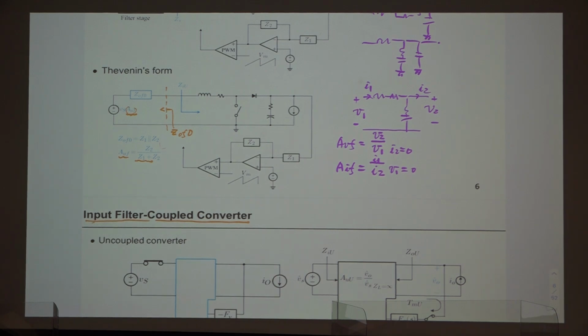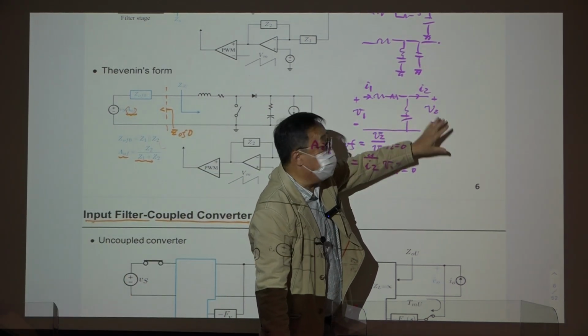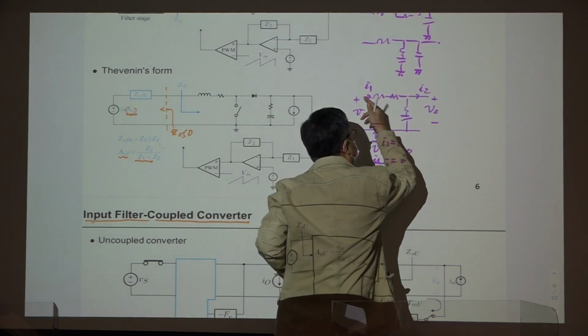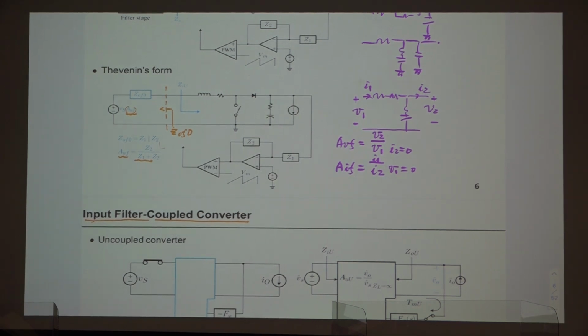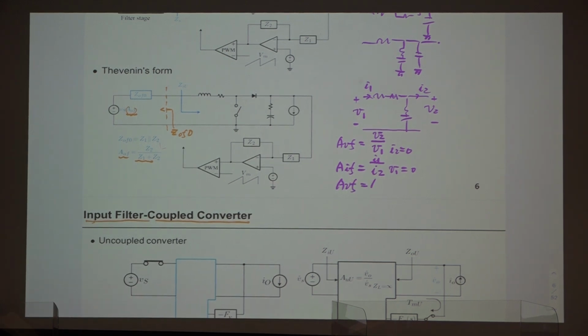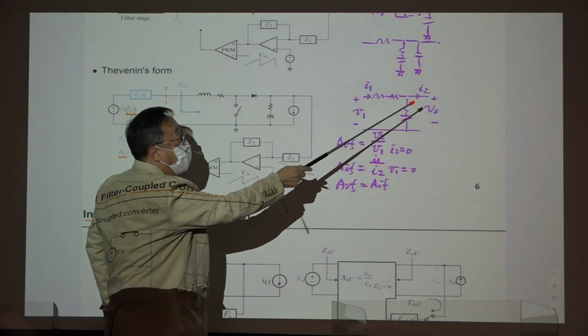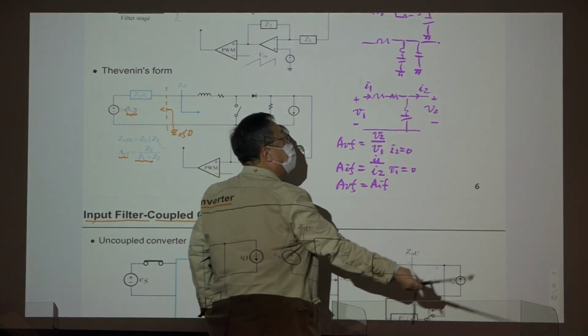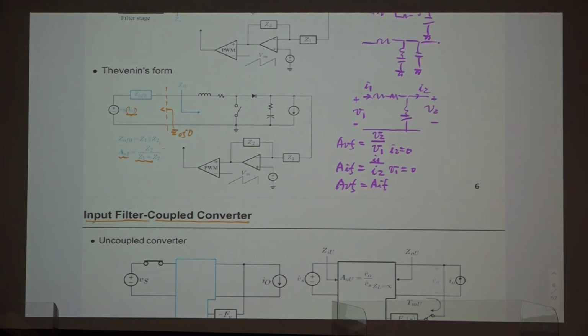So when evaluating attenuation from this voltage to this voltage, output port should be open. When evaluating the current attenuation between this and this, it should be shorted. Then with this, you have this relationship: AVF is AIF. They are the same all the time. This property is called the reciprocity property. So this indicates this forward voltage gain with output port open is the same as the reverse current gain with input port shorted.